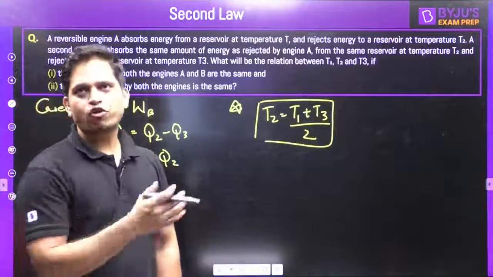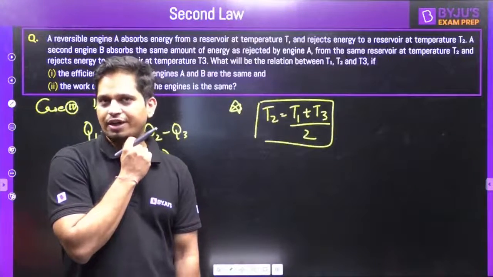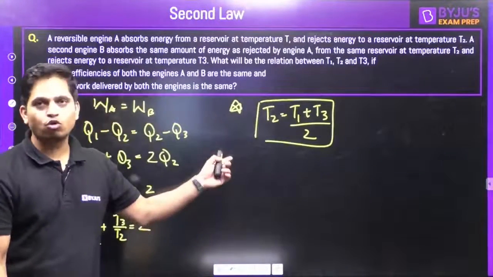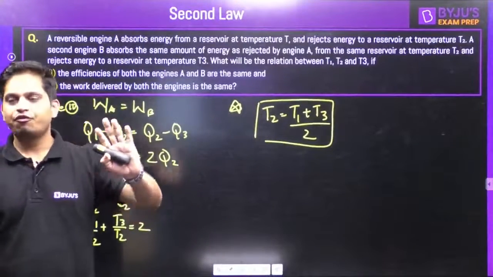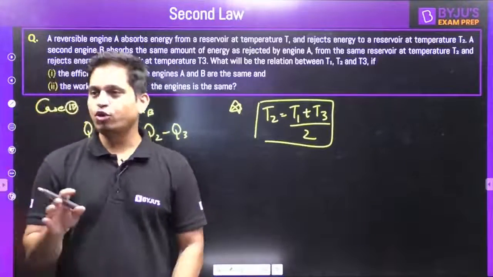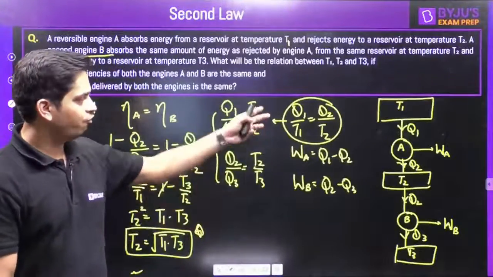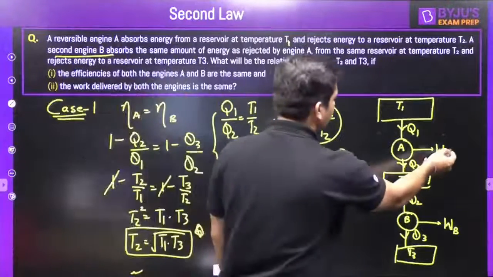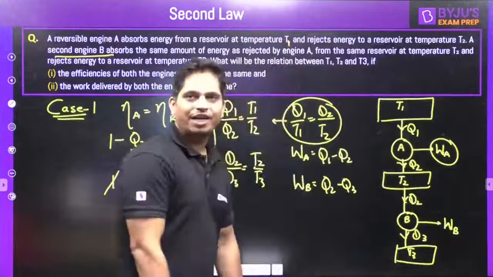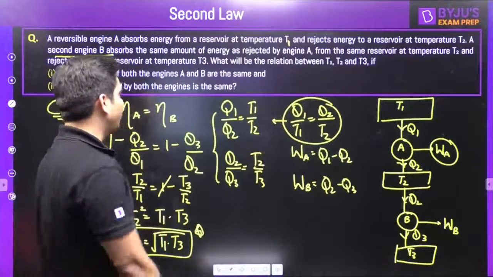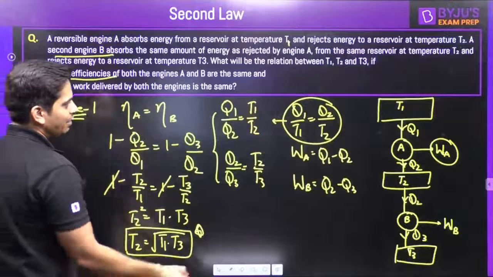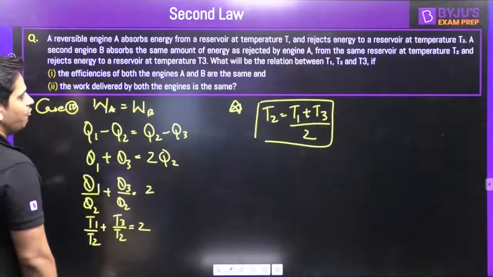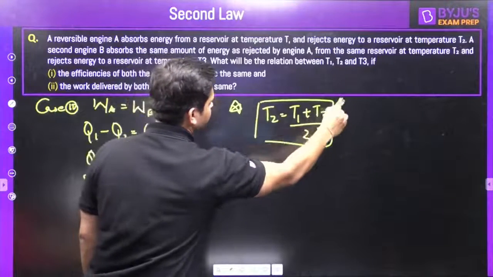Okay, this is from an ESE exam, Engineering Services Exam, a subjective question. But we know that we can use this conclusion in a GATE exam, and very frequently they ask this kind of setup. You may have to find out WA or something, or temperatures. So now you know the relation: if the efficiency is same, then this is how they are related. If the work is same, then this is how they are related.